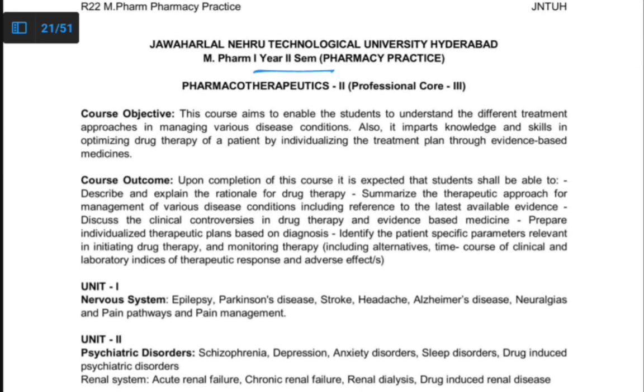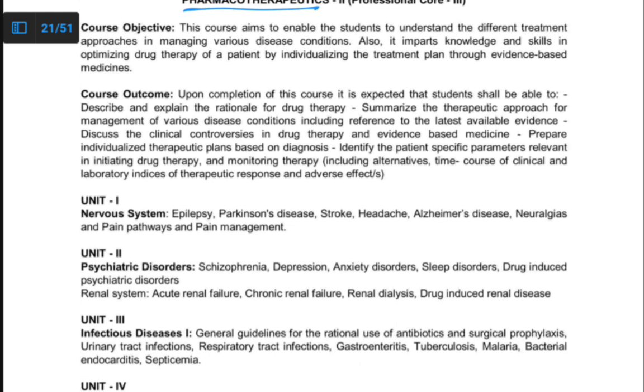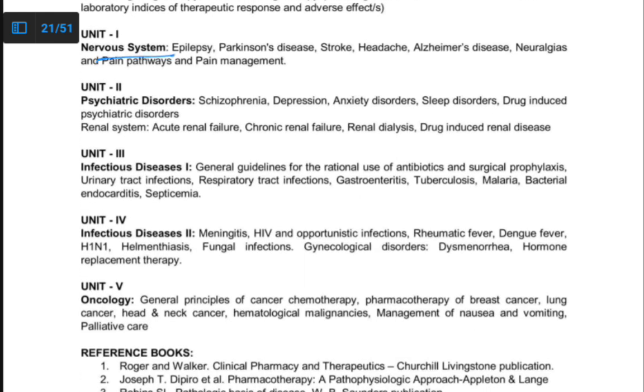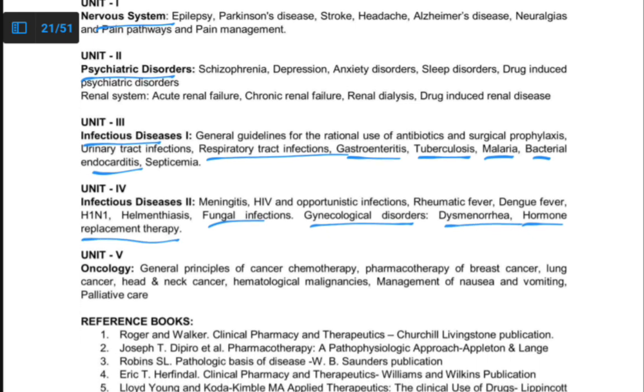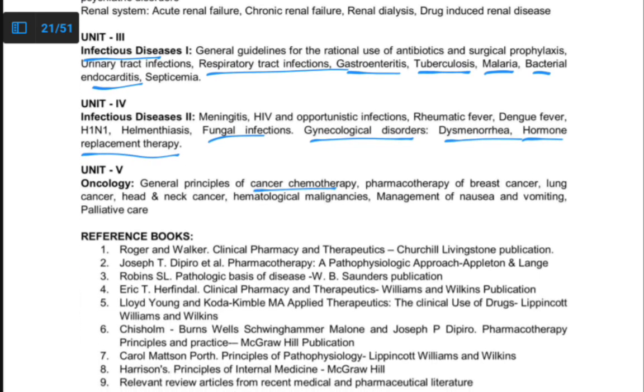In semester 2, we have pharmacotherapeutics 2: nervous system, psychiatric disorders, infectious diseases like respiratory tract infections, tuberculosis, malaria, bacterial endocarditis, fungal infections, gynecological disorders, dysmenorrhea, hormone replacement therapy, oncology, cancer therapy, pharmacotherapy, etc.